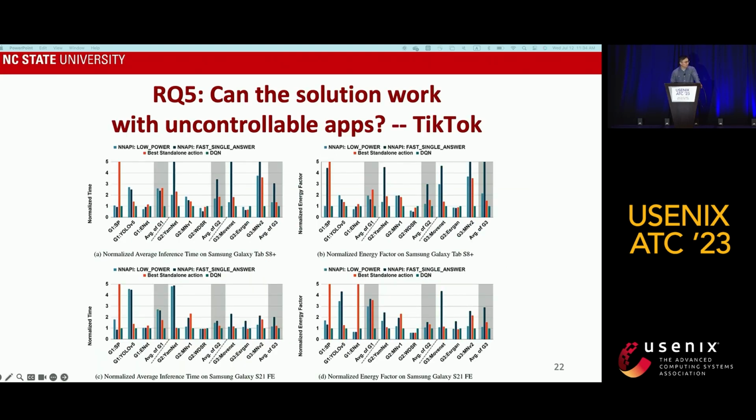And then the final research question we would like to answer: can this solution work with uncontrolled apps such as TikTok? Here we can see the environment is that 3 controllable DNN applications are running in the background and TikTok is running in the foreground. And then we can see our method can still handle this kind of dynamic environment and let those apps perform better.